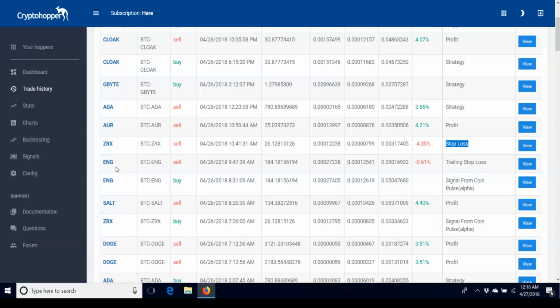And you can see here another one, ENG, it got sold at 0.161. It had a trailing stop loss, so it hit a certain amount and then it was trailing it, and as soon as it hit that, it triggered the sell, and it only lost 0.61 on that one. So instead of selling it at 4%, it trailed it around and then ended up selling it at 0.61. So that's basically flat. I don't even count that. And you can see here it bought it from a signal, so not strategy. It bought it from one of the signals that's attached to the account.